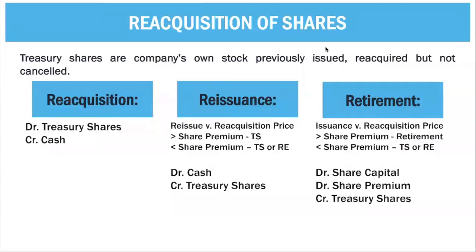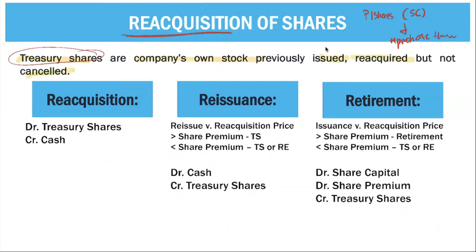For reacquisition of shares, what we have here is previously issued shares known as your share capital, and then you will repurchase them. You issued it already and you will repurchase them. We call them reacquisition. So in reacquisition of shares, these are called treasury shares. These reacquired shares, take note, are known as treasury shares. These are the company's own stock previously issued. However, they are reacquired but not canceled.